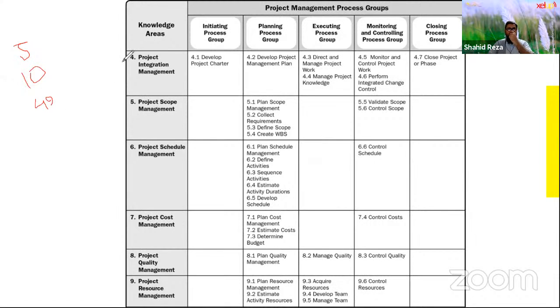All right. So let me explain the table first. At the top bar, we are seeing the project management process groups, right? These 5: the first one is the initiating process group, then planning process group, executing process group, monitoring and controlling process group, and closing process group. And on the left, we are seeing the knowledge areas. So these are the process groups, and these are the knowledge areas.